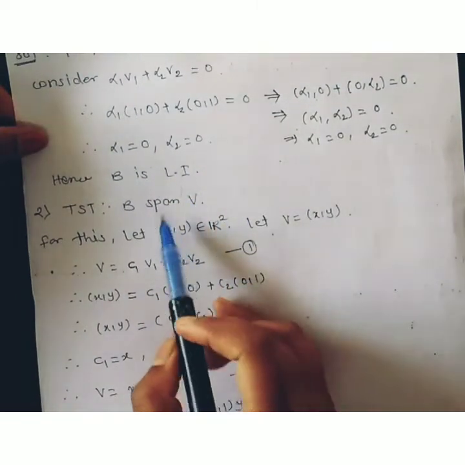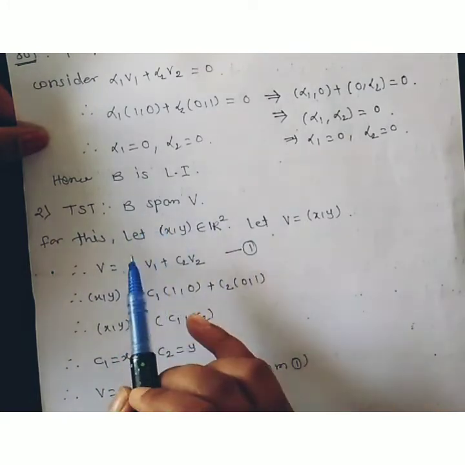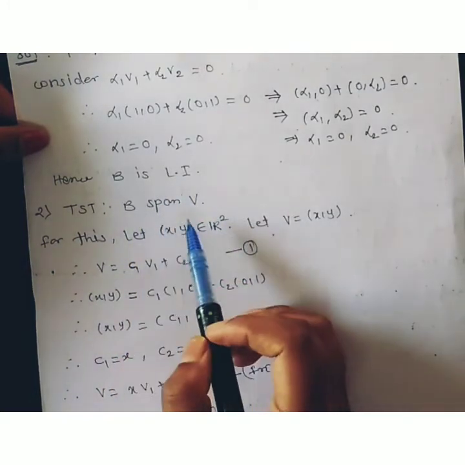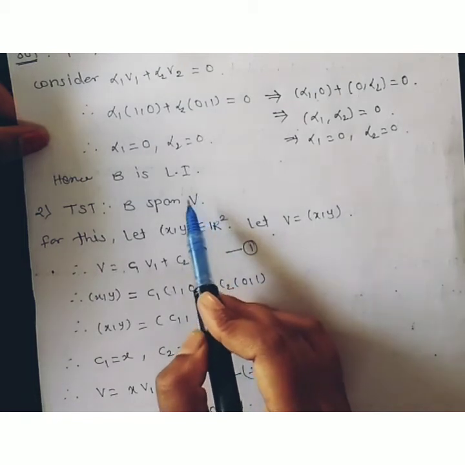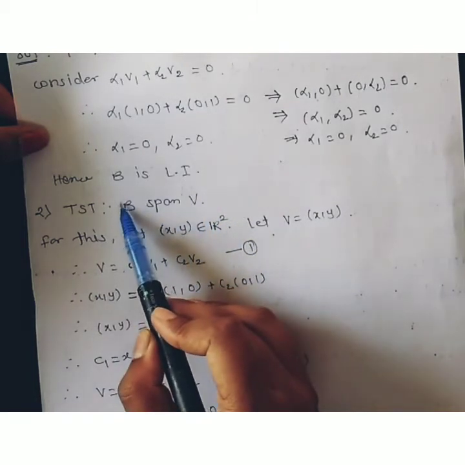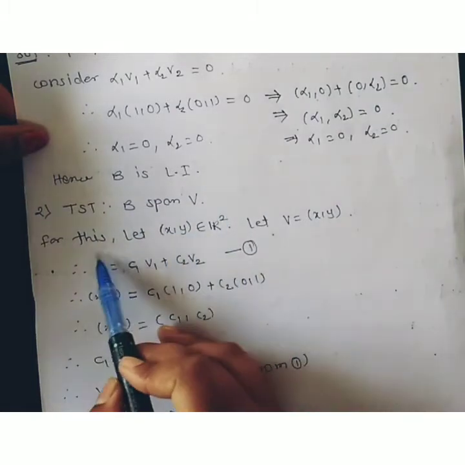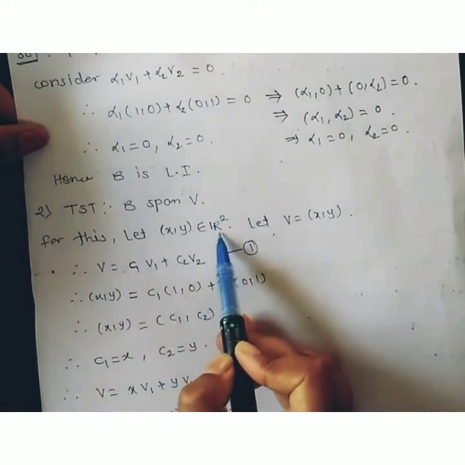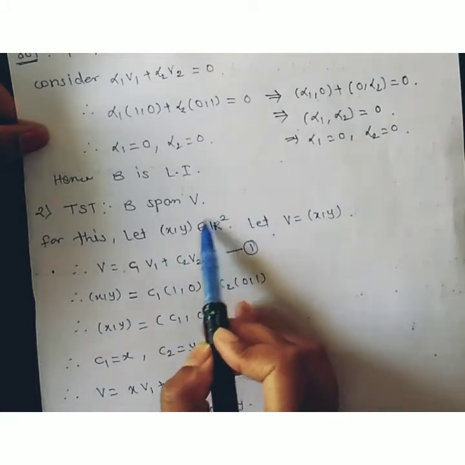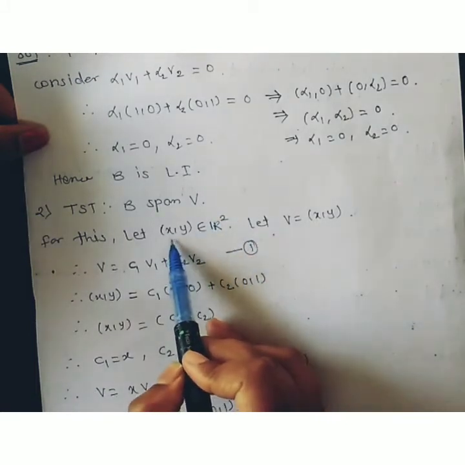Now, for the second part of showing a basis, we have to show that B spans V. What does B spans V mean? Every vector of the vector space V should be expressible as a linear combination of the elements of basis B. So first of all, take any arbitrary element of the vector space V. Here the vector space V is R2, so the elements of R2 are ordered pairs.